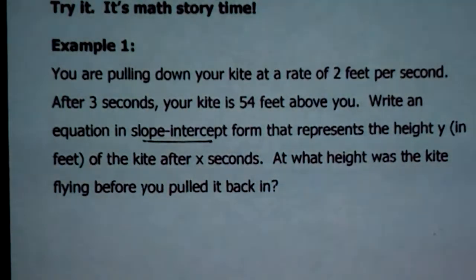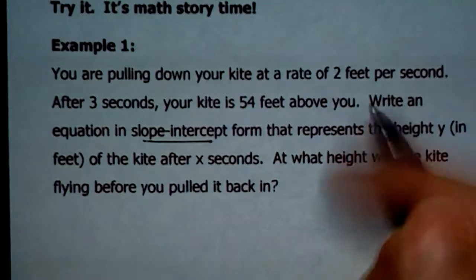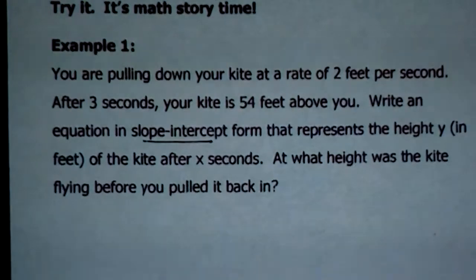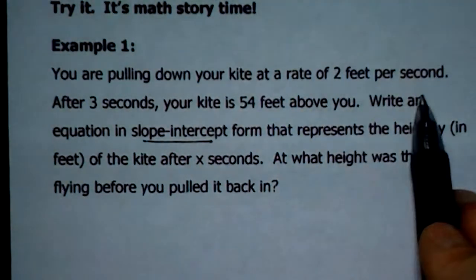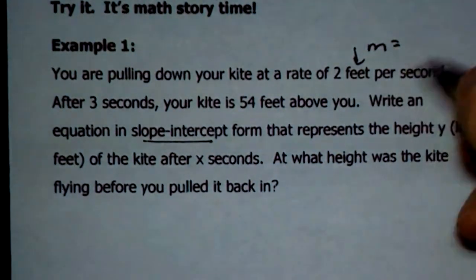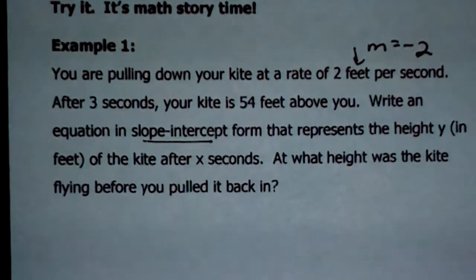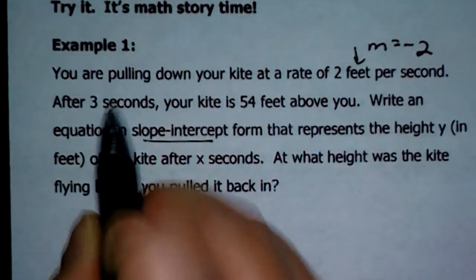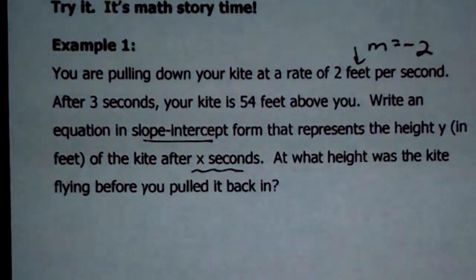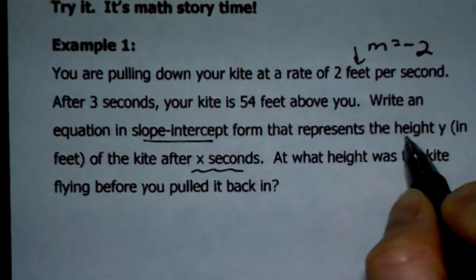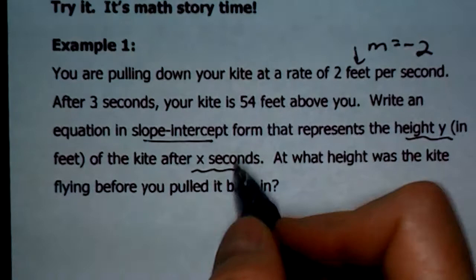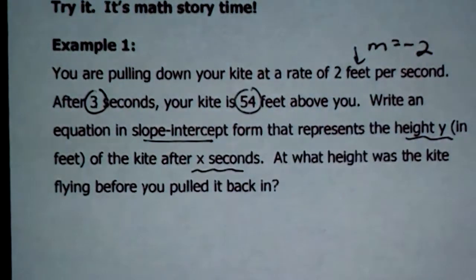Okay. Now this one you might think, oh, well, maybe there's a 2 feet per second and I see 3 seconds. Are those both rates? They're not. This says per. So when it says you're pulling your kite down at a rate of 2 feet per second, that means this is my slope. But if you're pulling the kite down 2 feet per second, that means your slope would be a -2. Now this says that after 3 seconds, your kite is 54 feet. And this says that x is seconds, and you're supposed to be using y for the height, right? So you're given an x and a y. You're given an ordered pair of (3, 54).